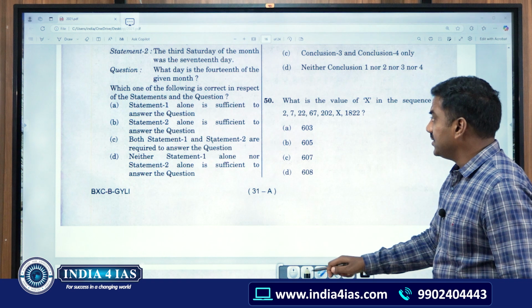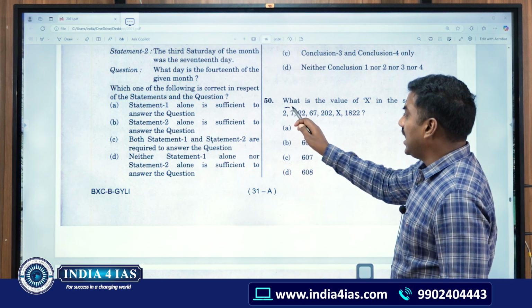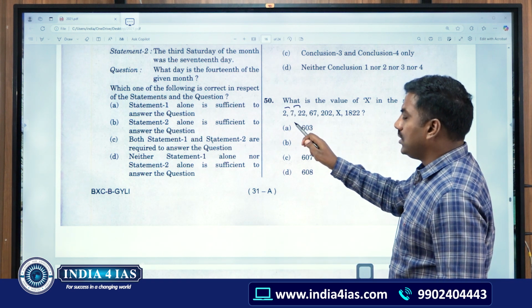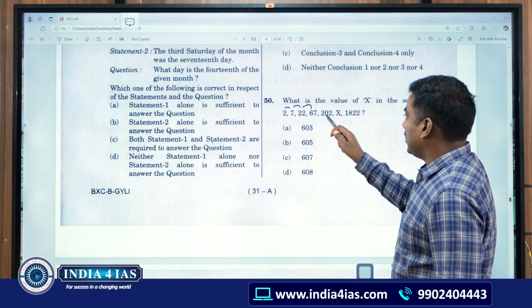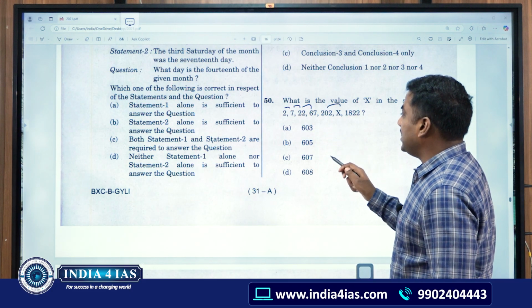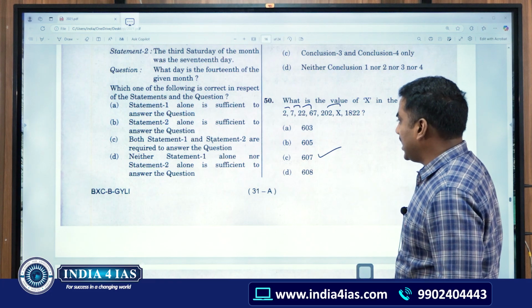Next one. This is with respect to series or sequences. See, if you can see, 2 3s are 6 plus 1, 7 3s are 21 plus 1, 22 3s are plus 1. So 202 3s are 606 plus 1, 607.